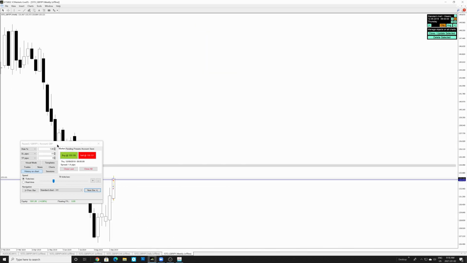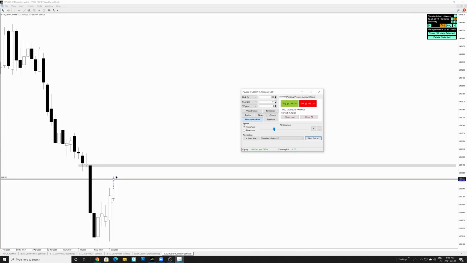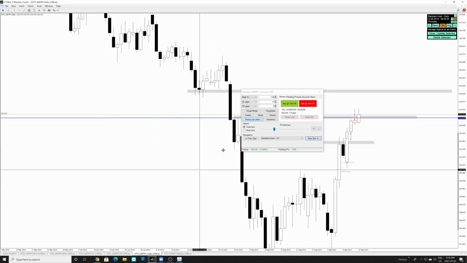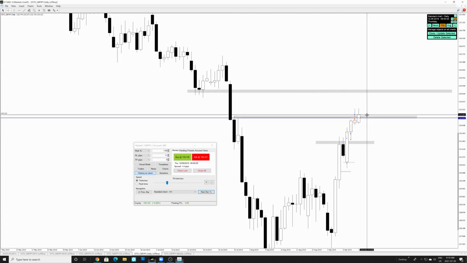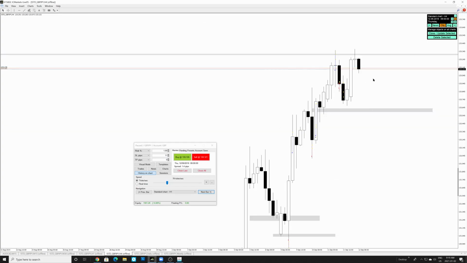So let's take a look on the weekly. Weekly is moving up. We still have some range to fill on the weekly. Let's take a look on the daily. Daily is still moving bullish. Daily is respecting the previous low at this point. Let's take a look on the 4-hour. The 4-hour is still rejecting that area.